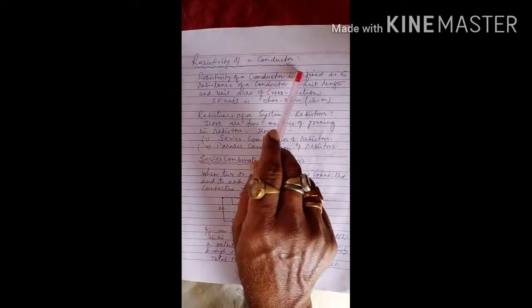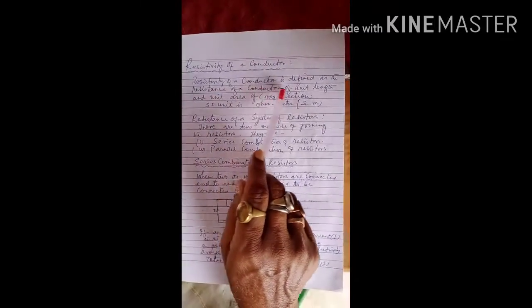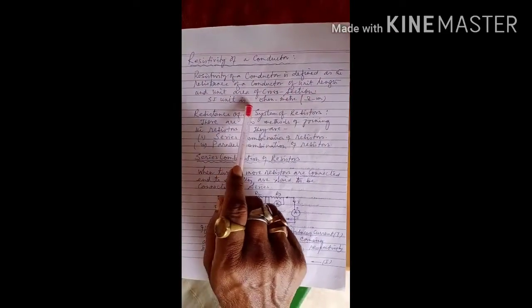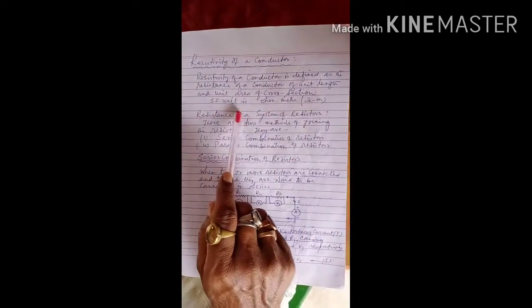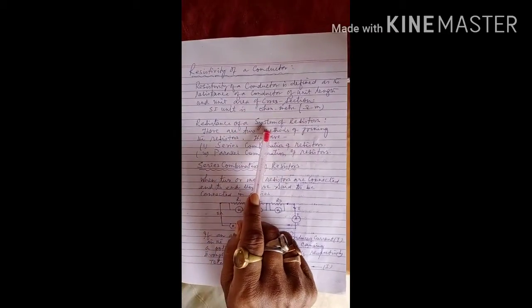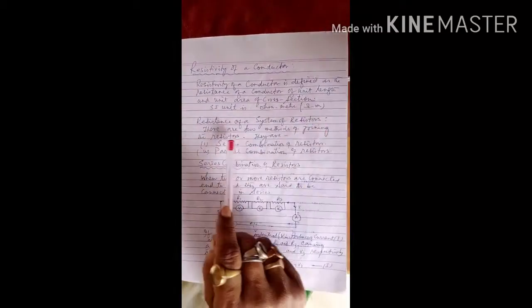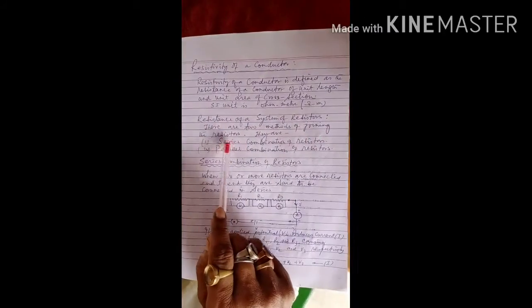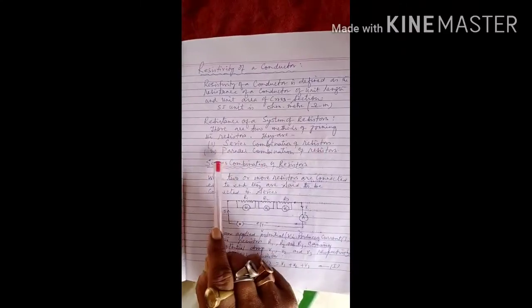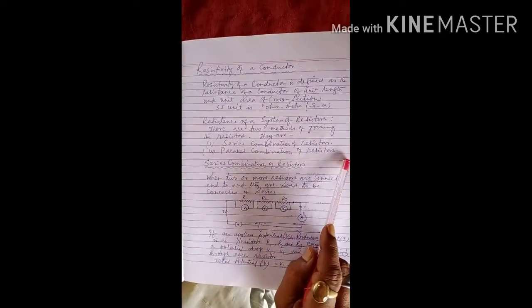Resistivity of a conductor. Resistivity of a conductor is defined as the resistance of a conductor of unit length and unit area of cross section. SI unit is ohm meter. Resistance of a system of resistors. There are two methods of joining the resistors. They are: one, series combination of resistors; second, parallel combination of resistors.